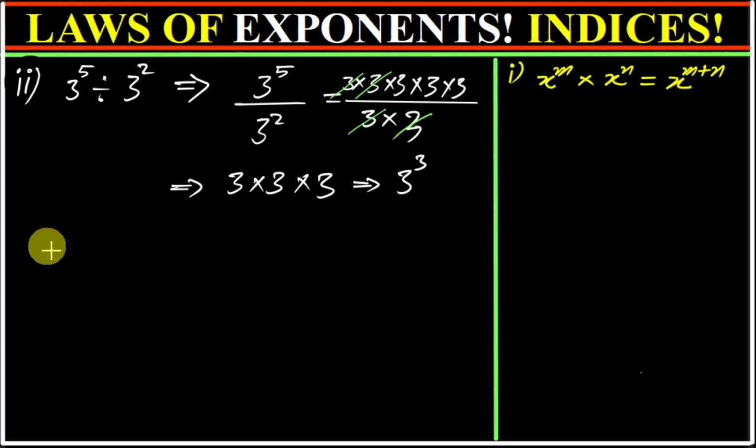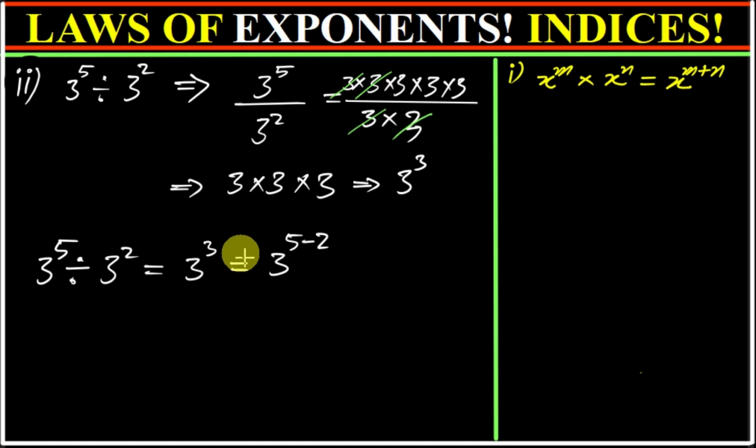So if we have 3 raised to the power 5 divided by 3 raised to the power 2, we will get 3 raised to the power 3. How did we get this 3? Instead of writing in the form of a fraction and cancelling these 3's, we can just subtract the powers, and we will get the same thing: 3 raised to the power 5 minus 2. Then also we get 3 raised to the power 3. So this is the second law of exponents.